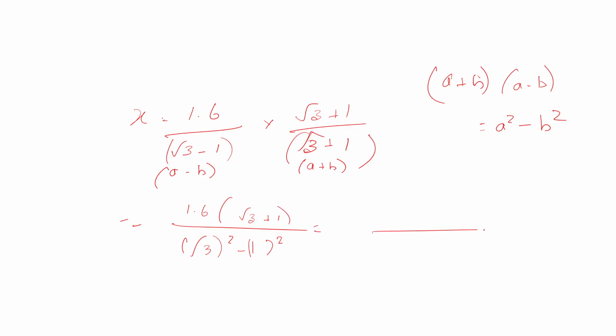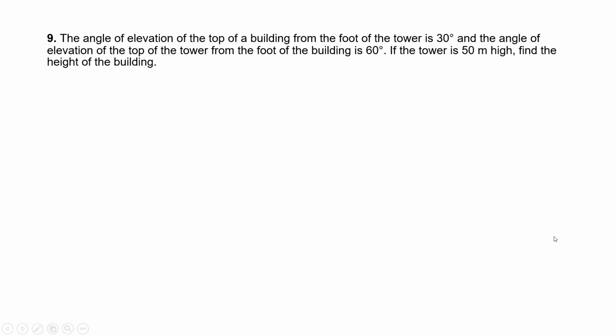Root 3 square is 3, minus 1, and here 1.6 into root 3 you can keep as such, no need to divide further. So the denominator will become 2. If you divide the numerator, 2 into 0.8 is 1.6, and you can keep it as root 3 plus 1 meter. So this will be your textbook answer. Okay.